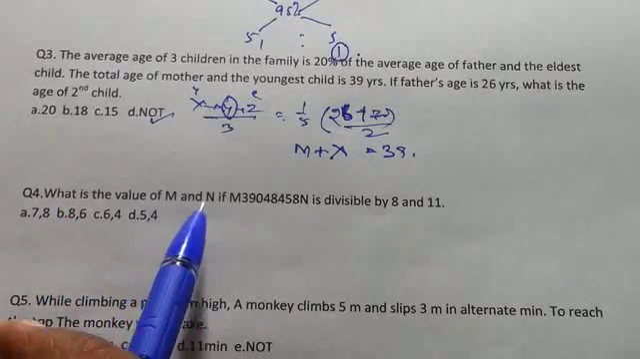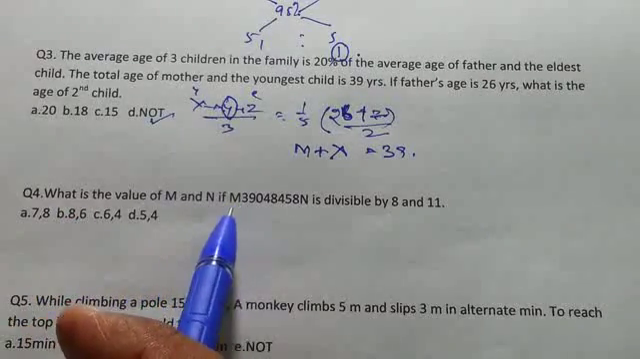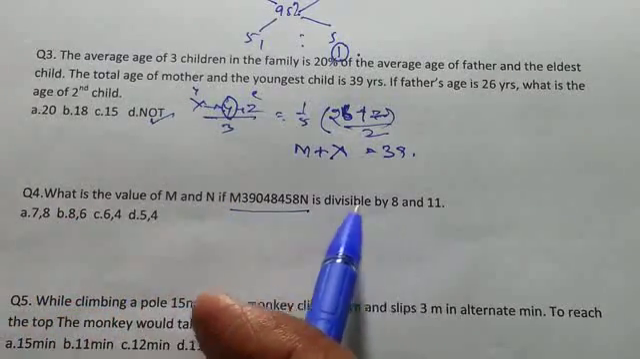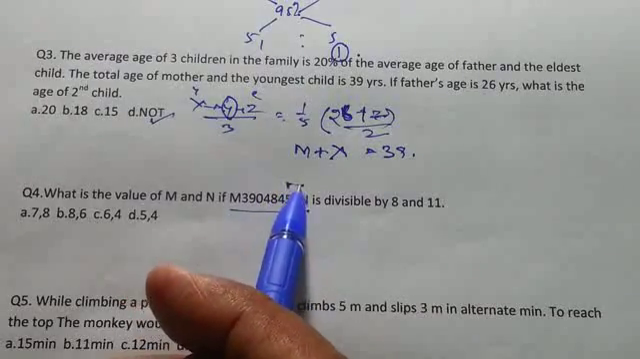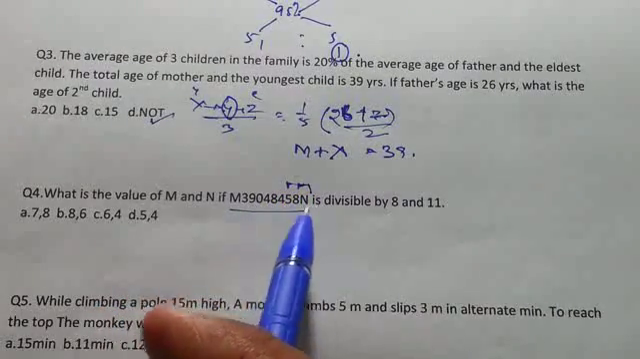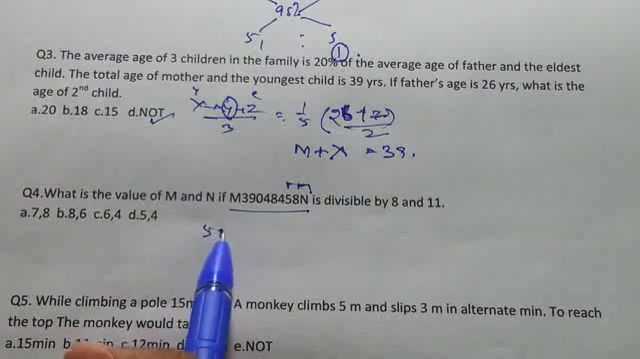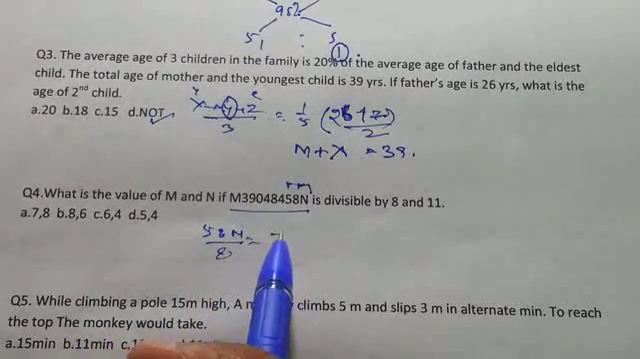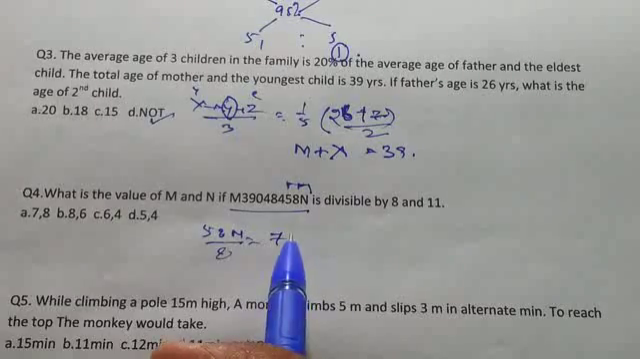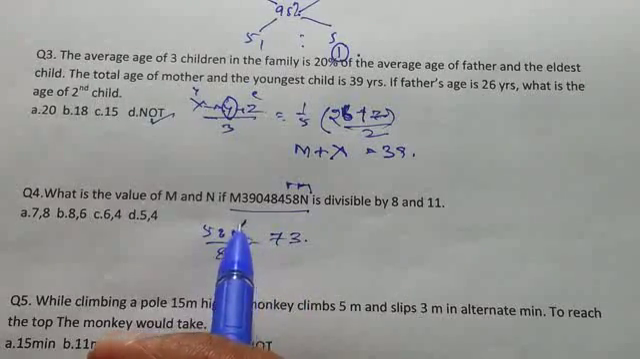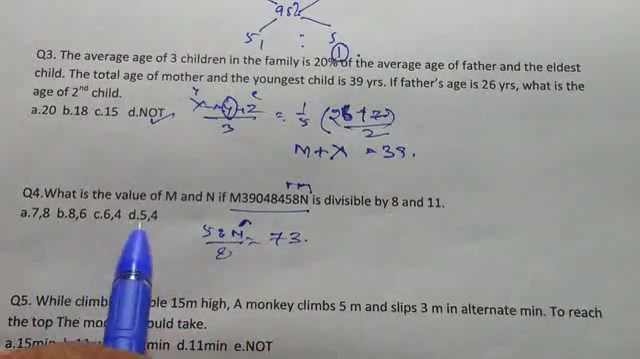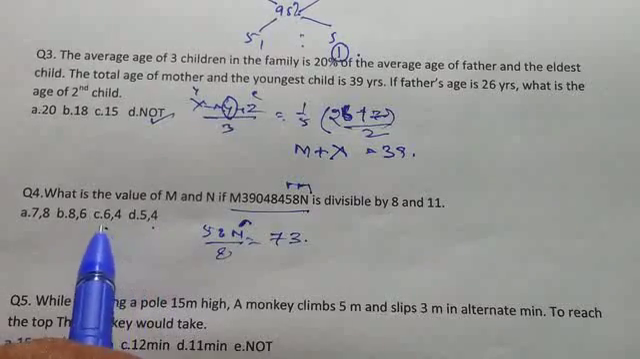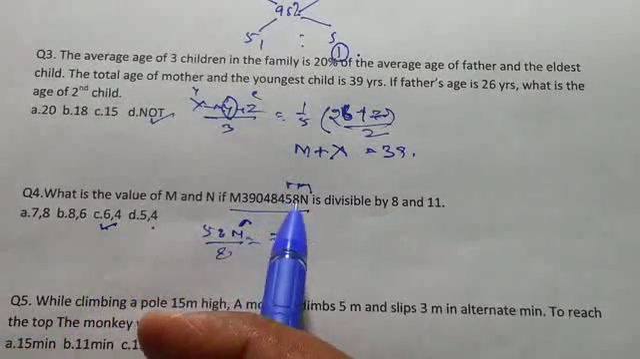Now let us come to another one. What is the value of M and N if this number is divisible by 8? If this is divisible by 8, the last 3 digits should be divisible by 8. So the last 3 digits are 5, 8, N. Let us try to divide by 8. 8 sevens are 56. Left 2, 8 threes are 24. So N comes out as 4. So let us see for 4 over here. We are having 2 options. So let us try with this option 4. So putting N is equal to 4.